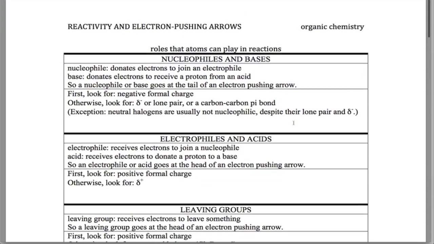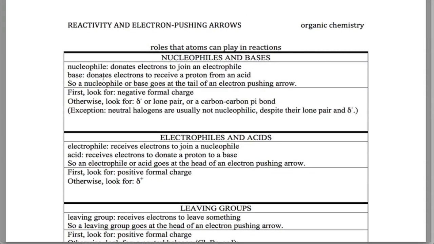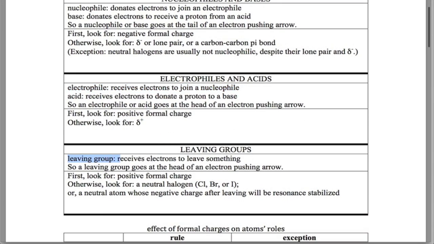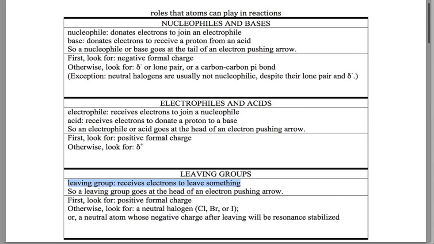So let's take a look at the first page of the handout. You can see, I think basically now we've covered the whole first page of the handout. So we made some progress here. When you're looking for nucleophiles, notice first here, this summarizes the definitions. A nucleophile donates electrons to join an electrophile. An electrophile receives electrons to join a nucleophile, and a leaving group receives electrons to leave something.